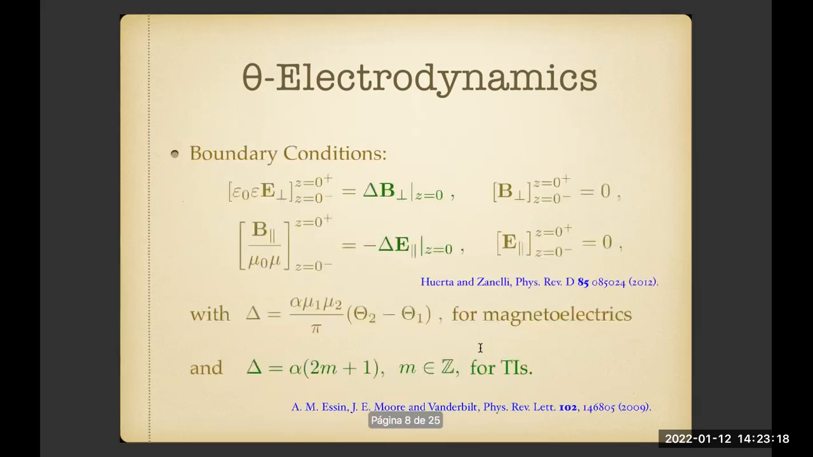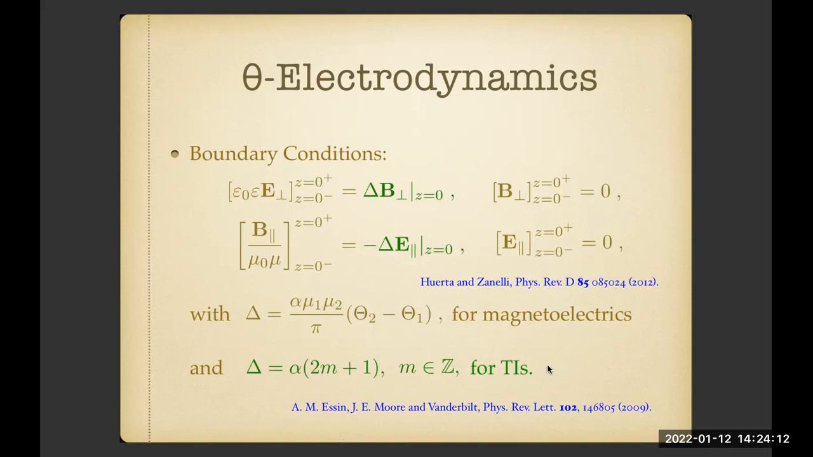Another important thing here is how the boundary conditions are modified. Assuming that the time derivatives of the fields are finite at the interface, one could obtain the boundary conditions that are modified in this way. And again, in green appears a modification due to the presence of this additional term that we have added to our Lagrangian. This is proportional to this topological parameter that we labeled as capital delta, which has this form for a generic magnetoelectric.